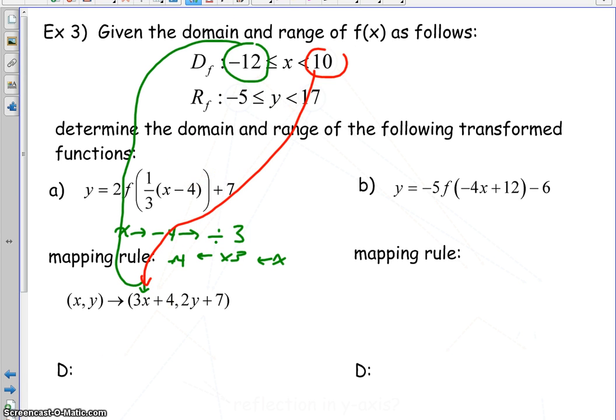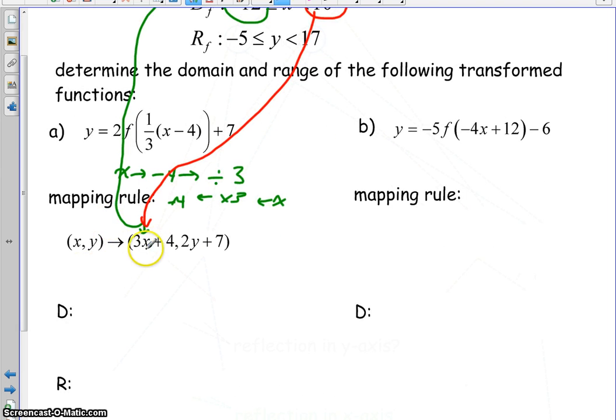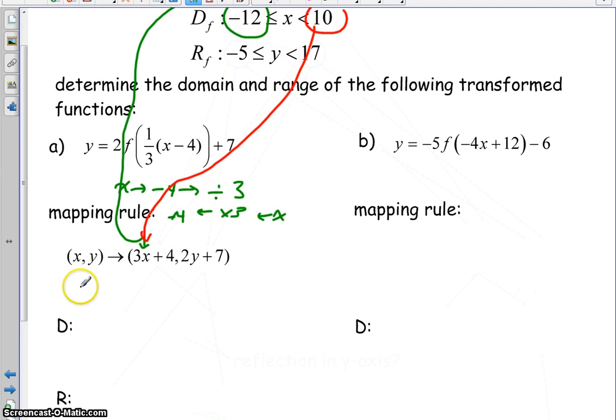So somewhere down here, make a note: when you put in x equals negative 12, you get 3 times negative 12 plus 4, which is negative 32. And then when you put in 10, you get 3 times 10 plus 4, which is 34. And now you have to ask yourself, have my signs changed? Because now I have negative 32 as one boundary, and I have 34 as my other.